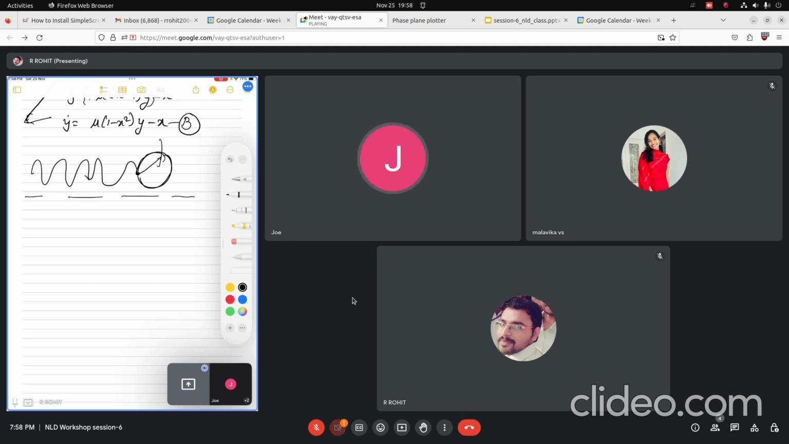Okay, so we just saw that we have closed orbits. Van der Pol is showing closed orbits. Now suppose by suspicion, or by numerical evidence, or some other method, we want to say that a particular system does not exhibit any periodic oscillation.